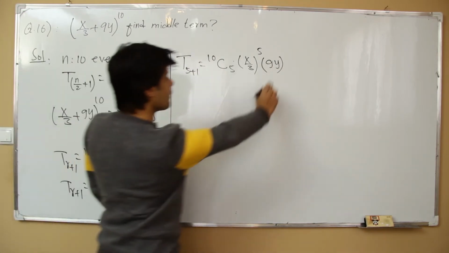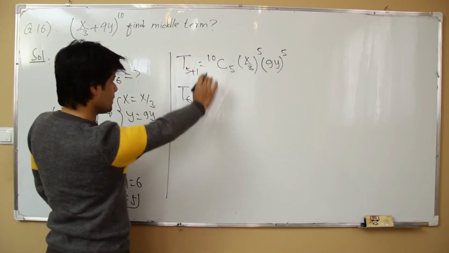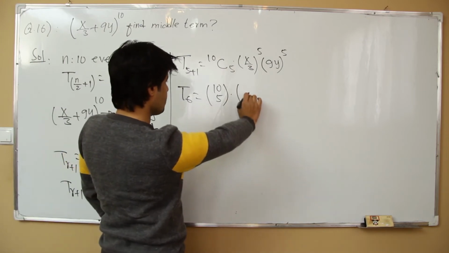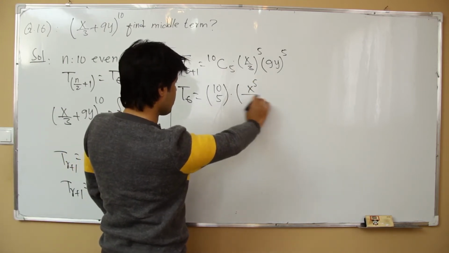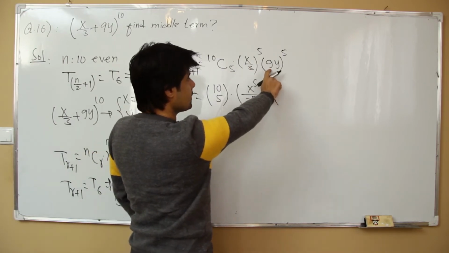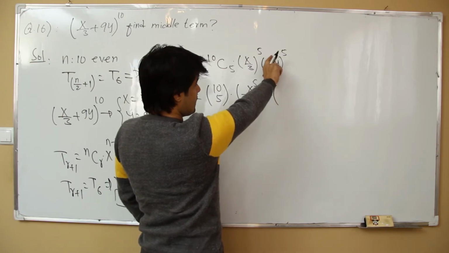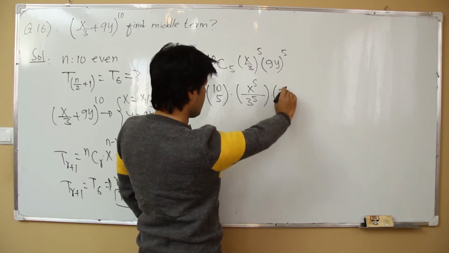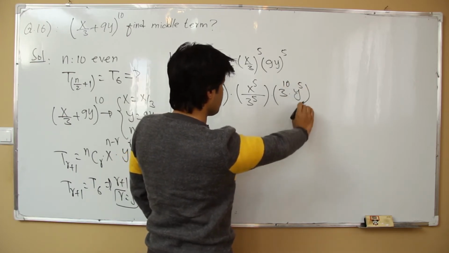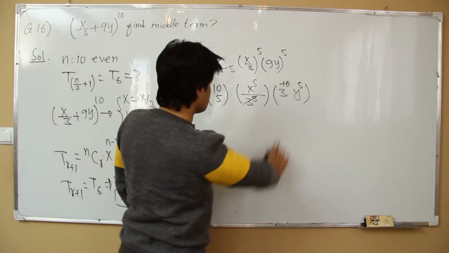What r is? 5. Now you can simplify. T(5+1) is T6, 10C5. This one means (x/3) to the power 5, 3 raised to the power 5, and this is 3 square. When you want to multiply square with this one, you will have 3 raised to the power 10 and y raised to the power 5. Am I right? Yes.